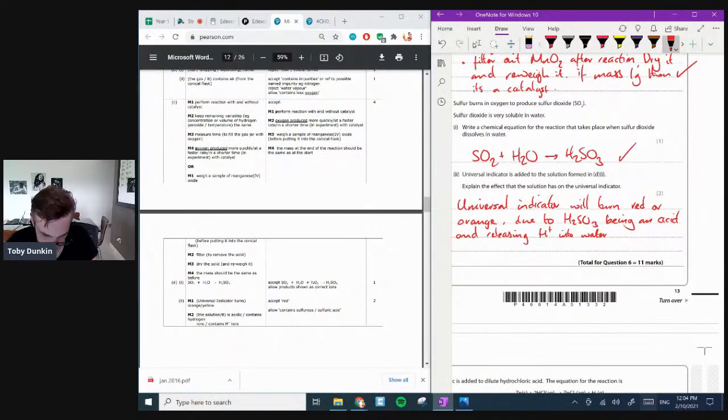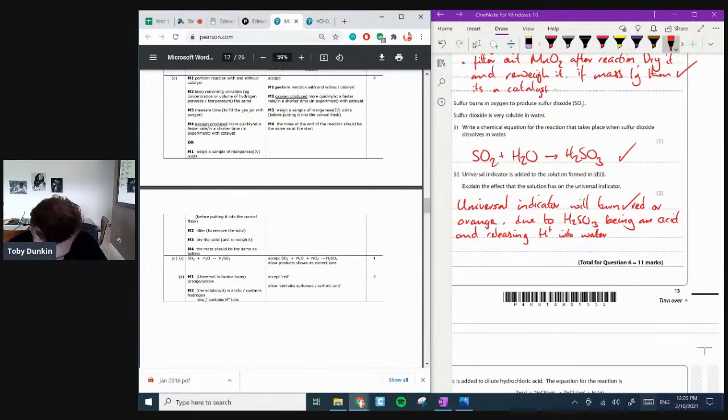H2O and water, sulfurous acid. Universal indicator will be orange or yellow, except red. Winner. I told you it was a punt. Solution containing hydrogen ions.